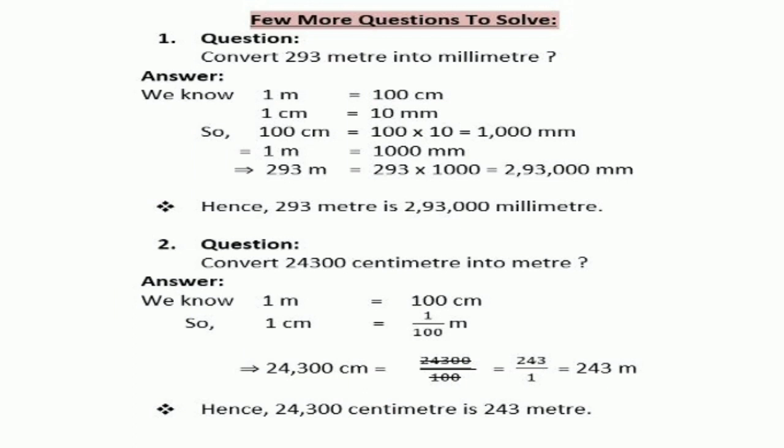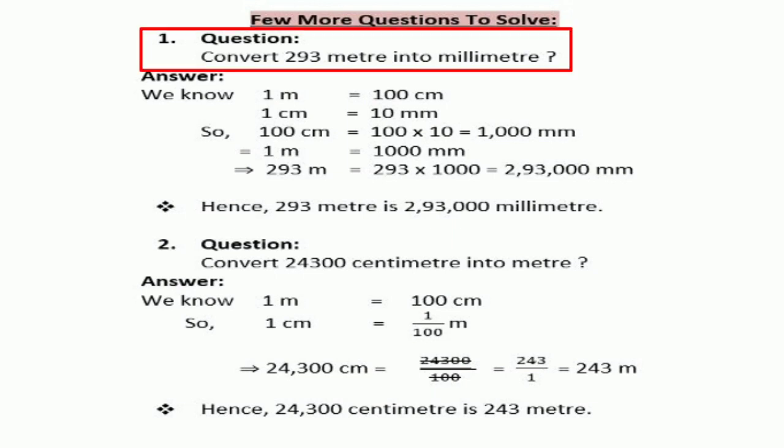Then come to conversion of larger unit into smaller unit and smaller unit into larger unit. In case of conversion of a larger unit into smaller unit, we have to use the multiplication. But in case of conversion of a smaller unit into larger unit, we have to use the division. So let us take an example. First, conversion of larger unit into smaller unit.